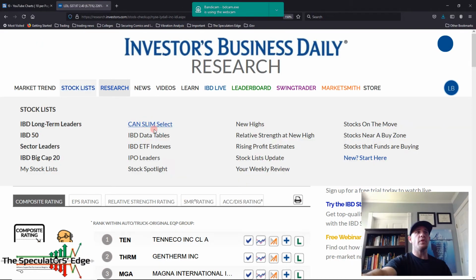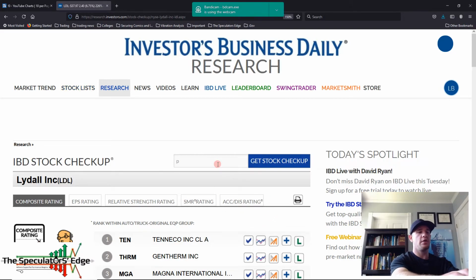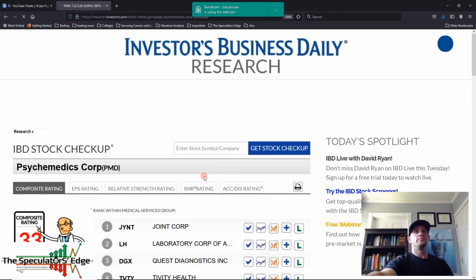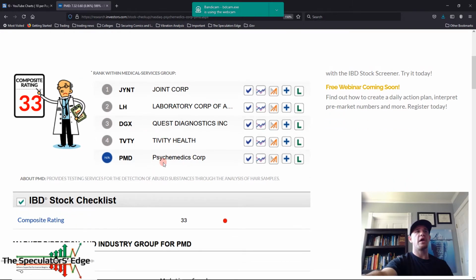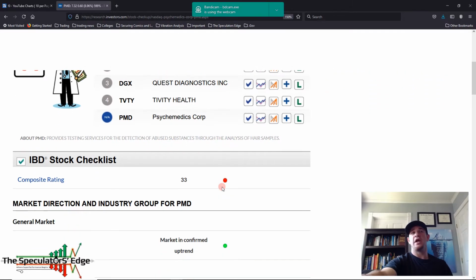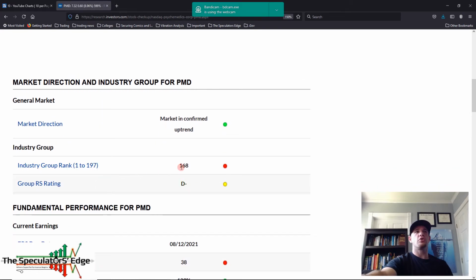So let's move on to PMD. And PMD, of course, has a composite rating of 33, but it's not even ranked within its competitors. What they do is provide testing services for the detection of abused substances through the analysis of hair samples. Okay, the industry group rank is not good at all, 168. So with the industry group rank, you really want to try to swim within a really good industry. Okay, you want to be buying within a really good industry.